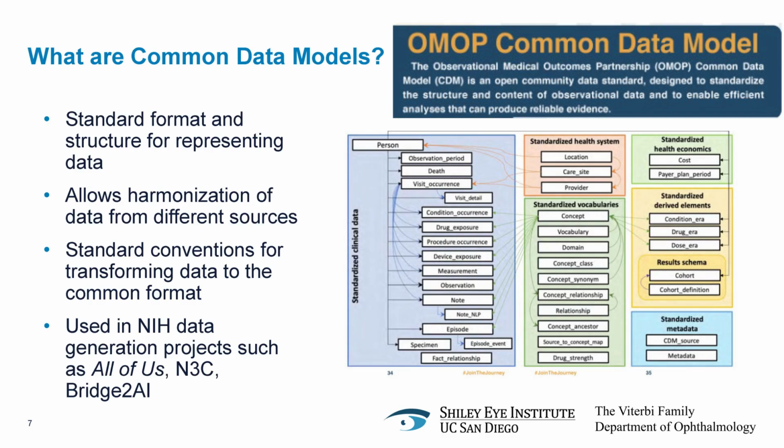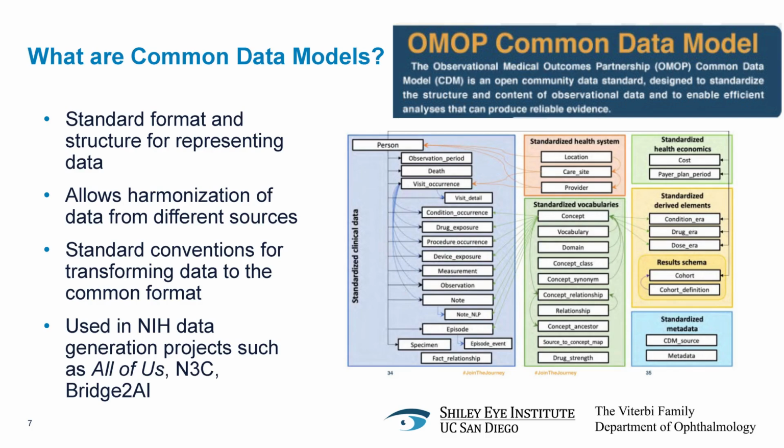And what is a common data model? It's a standard format and structure for representing data. And this allows that harmonization of data across different sources. And one of the most common ones is called the OMOP Common Data Model, or the Observational Medical Outcomes Partnership Data Model. This is a series of tables. It's a person-centric model, and it will have very standardized ways of denoting medications, encounters, conditions, observations, and so forth.